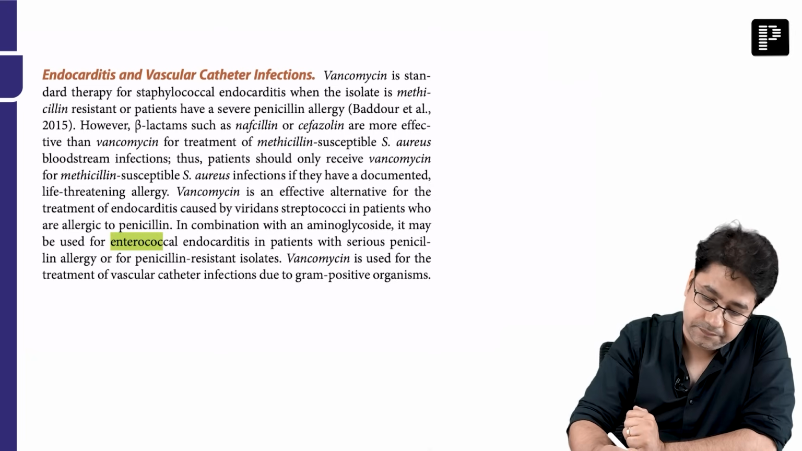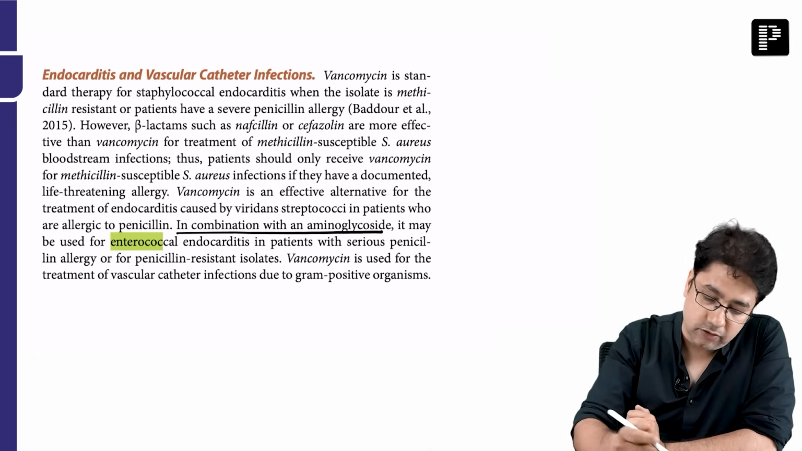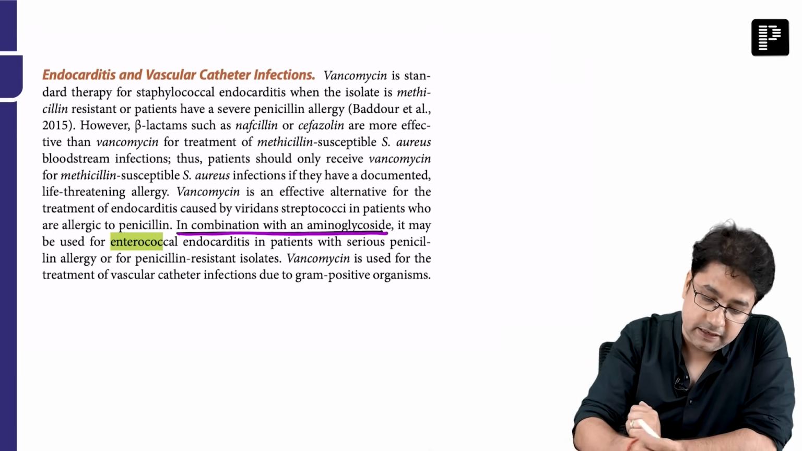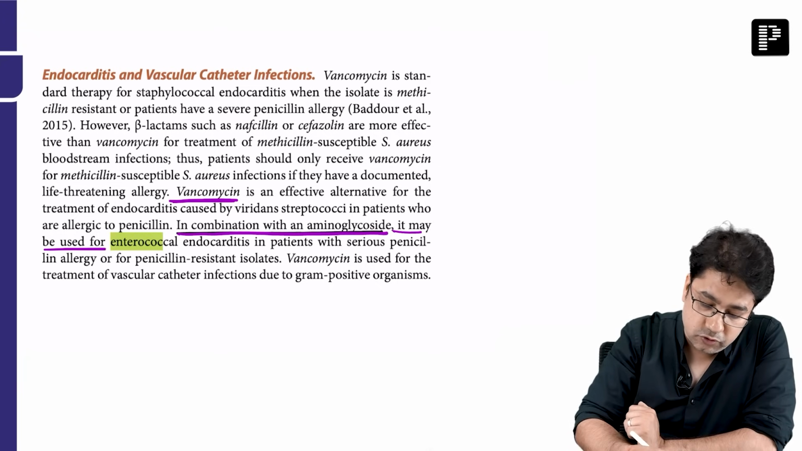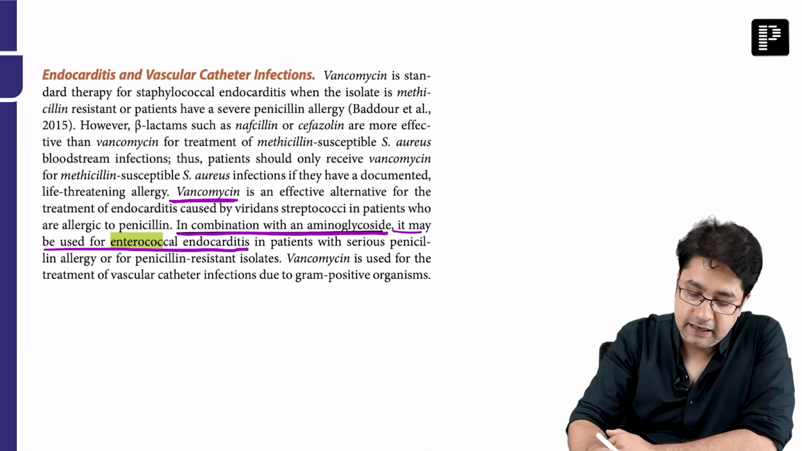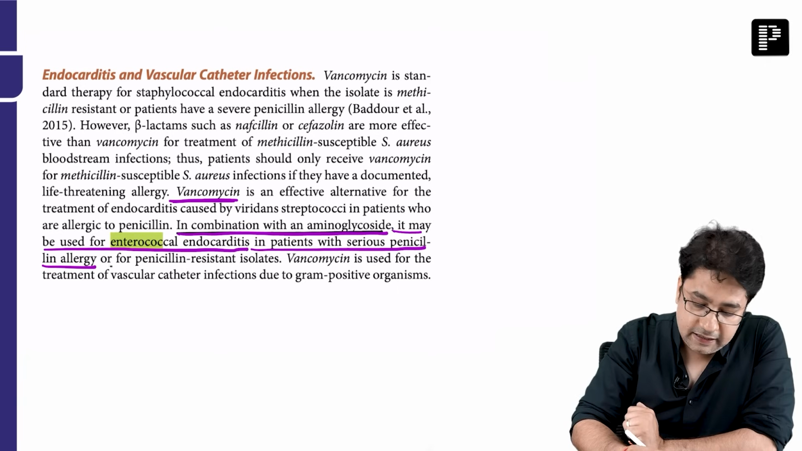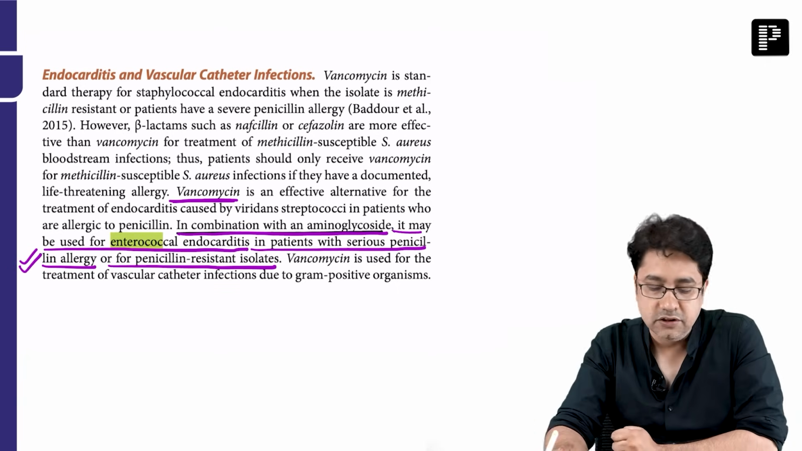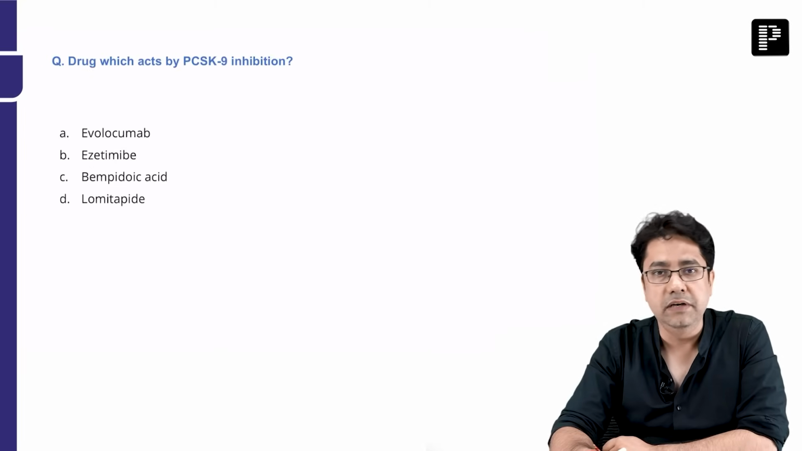Now, this is what literature says. We can see that in combination with aminoglycoside, this vancomycin can be given for the use of enterococcal endocarditis in patients with serious penicillin allergy or penicillin resistant cases. So this is what we have learned, beta. So this is what our Goodman and Gilman pharmacology book mentions.